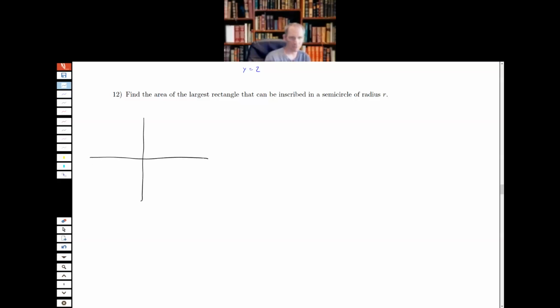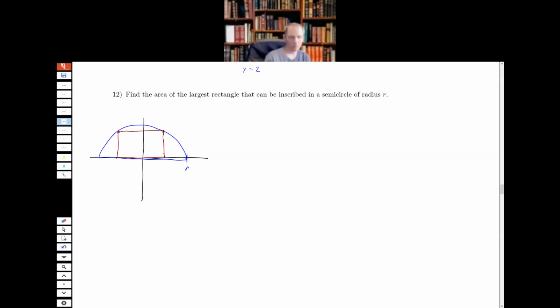So I'm going to put these in a coordinate plane. I want a semicircle of radius r, so we're going to just take a circle, pick the top half, radius r. And then we're going to draw in a rectangle. It's the largest possible, so it makes sense that it would hit the edges.